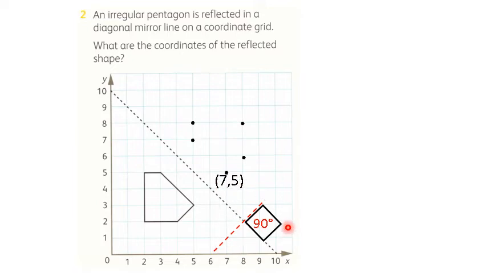This is 7, 5. This is 5, 7. This is 8, 8. 8, 6. And 5, 8. As I said, the question was write the coordinates of the reflected shape. So I hope you did that. If you didn't, you could do it now, pausing the video, and then start the video again when you're ready for the last question.